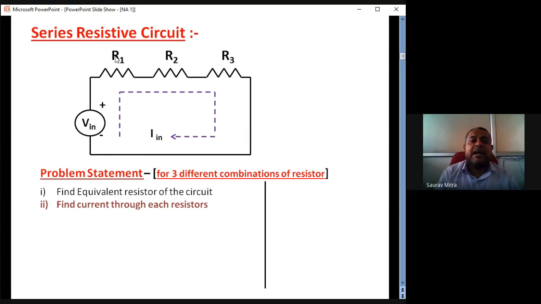Second set, you can take R1 as 1 kilo ohm, R2 as 4.7 kilo ohm, R3 you can take as 8.2 kilo ohm. Okay, so all the resistances are in kilo ohm. And next you can take R1 as 100 kilo ohm, R2 as 120 kilo ohm, R3 as 150 kilo ohm, all those things.